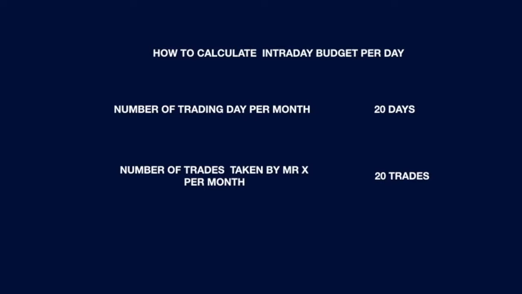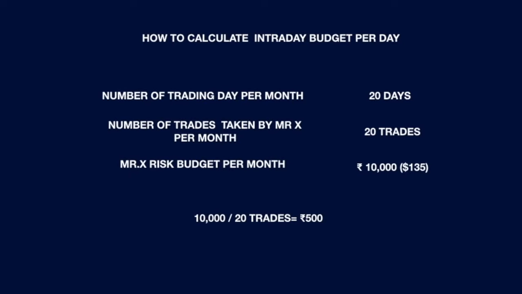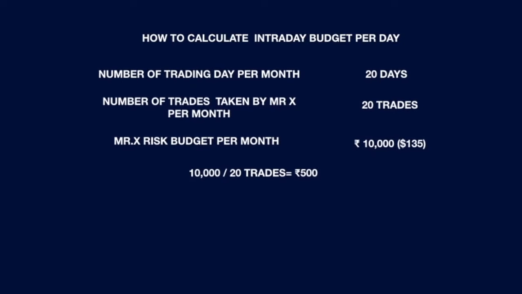So now, what is Mr. X's risk appetite? His risk appetite per month is 10,000 rupees. So he has to divide this 10,000 rupees by 20 because he's taking only 20 trades, right? And the risk appetite per month is 10,000 rupees. So when you divide this, the answer is 500 rupees. This 500 rupees is the maximum amount of risk he can take per trade. Okay? If Mr.